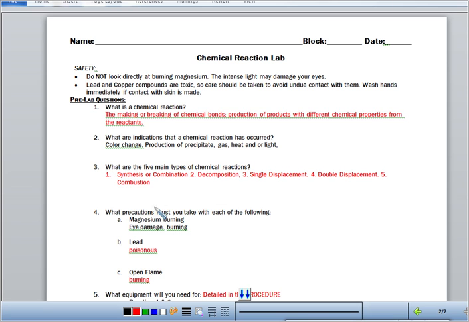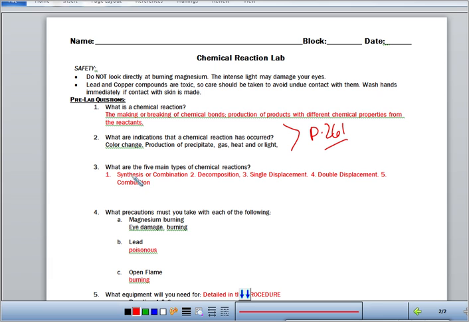Okay? And then we're here on number 3, it says, what are the 5 main types of chemical reactions? Synthesis or combustion, same thing. Decomposition is the opposite of synthesis, which would be decomposition, right? Yes? 251 for which? 261, all right. Thank you. Page 261 in the textbook, okay?